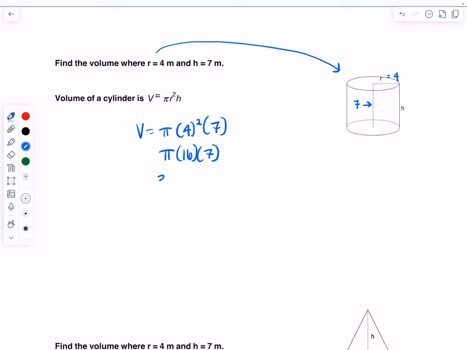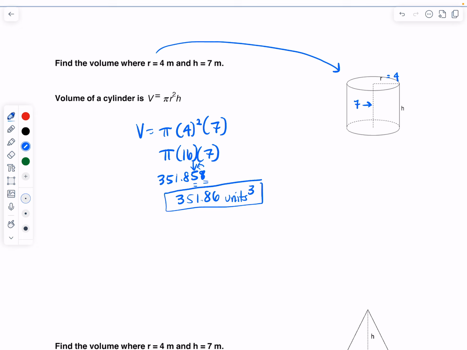And when I did this, I got 351.858. And I'm going to double check this again just to make sure I did it right. So again, pi times 16 times 7. Yeah, I got the same answer. Okay, so I'm going to round to the nearest hundredths. So that 5 is in the hundredths position. The 8 is behind it, so I have to round up. So this is going to be 351.86. And we are in units cubed.